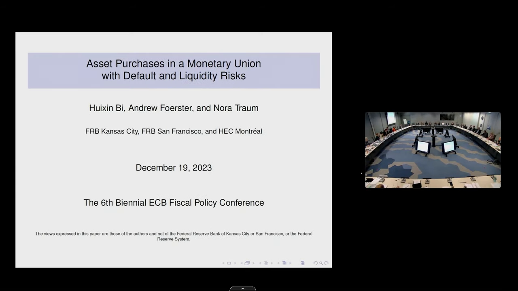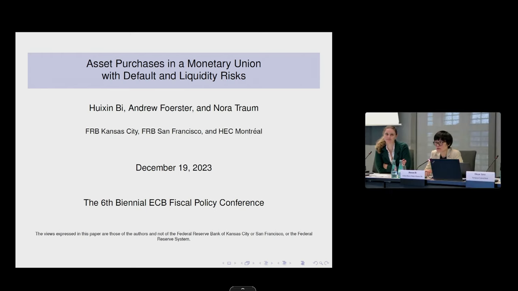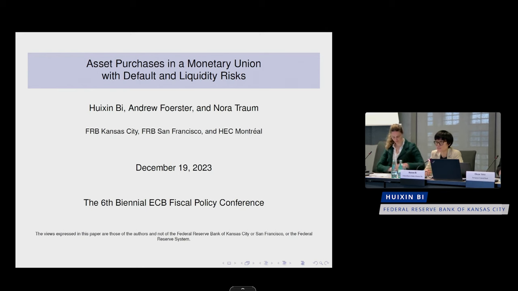Great. Thank you so much for having the paper in this wonderful conference. This paper is, as I said, joint with Andrew and Nora. And we talk about asset purchases in a monetary union model with both default and liquidity risk. The usual disclaimer applies here.